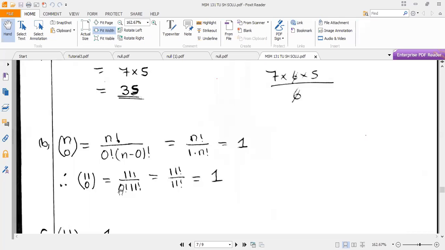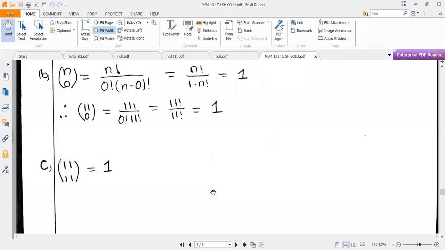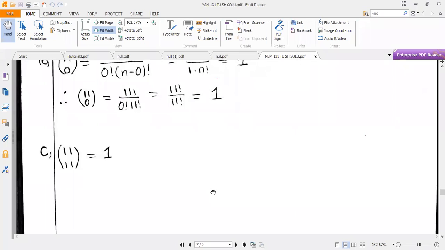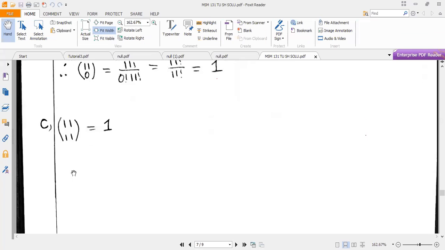Have that in your mind. So 11 factorial over 11 factorial. So you cancel the 11 factorial and the 11 factorial. So you have 1 over 1. Then 0 factorial is 1. So you're going to basically have 1. So 11 choose 0 is actually 1. Then 11 choose 11 is also 1.